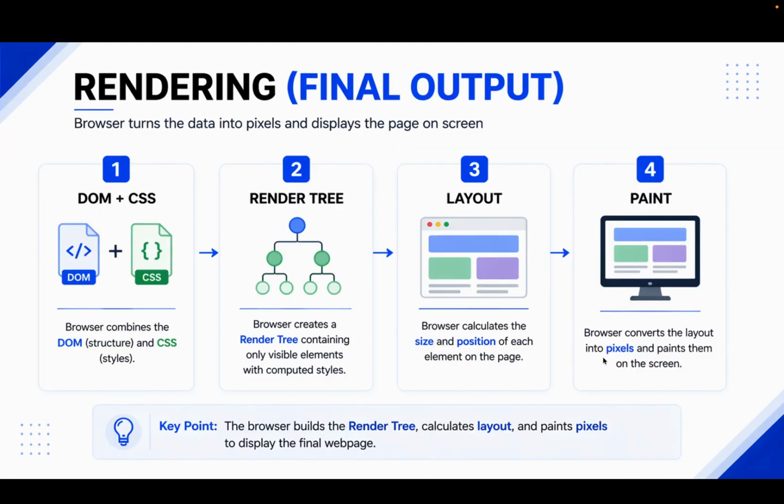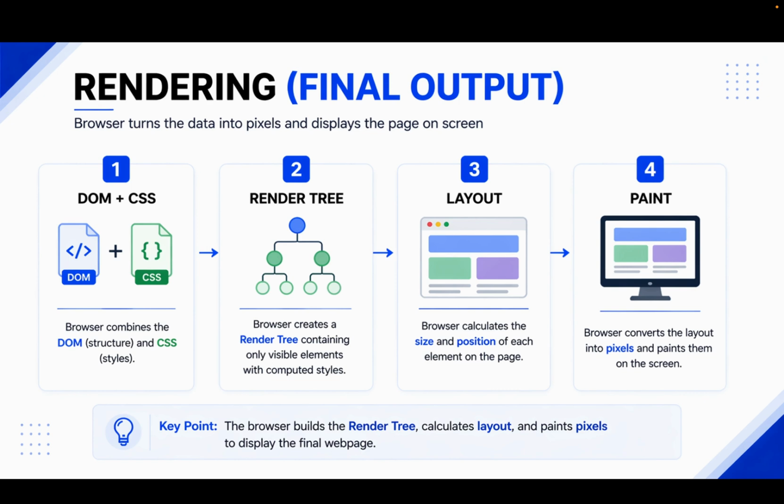Now let's move to the final step, which is called rendering. Once the browser has processed the HTML and created the DOM tree, it creates the CSSOM tree using the CSS. Both of these combine and make the render tree. The render tree only contains the visible elements that need to be displayed on the screen. If we have set display none, it will not show; it will only show the visible elements.